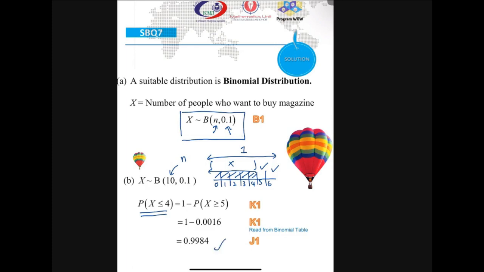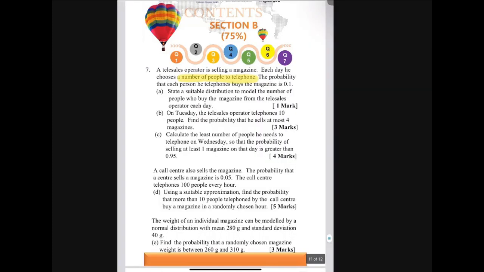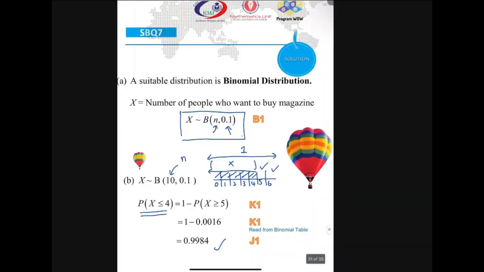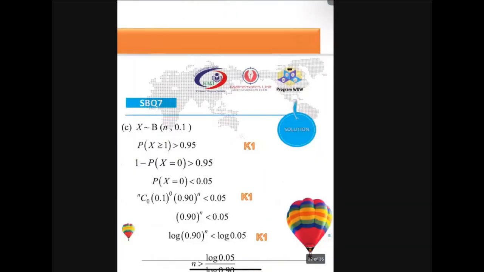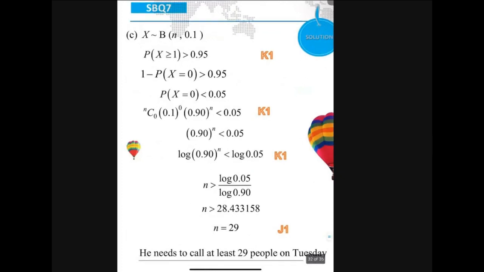So our final answer will be 0.9984. Okay. And then question C, calculate the least number of people. So now n is unknown, which means we have a new distribution on Wednesday, so that the probability of selling at least one magazine on that day is greater than 0.95. So I introduce a new distribution, unknown n, p is still 0.1, with the statement that the probability of at least one is greater than 0.95.